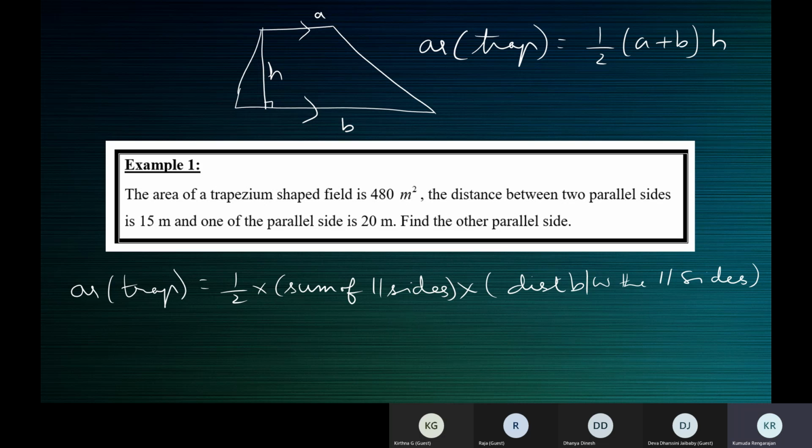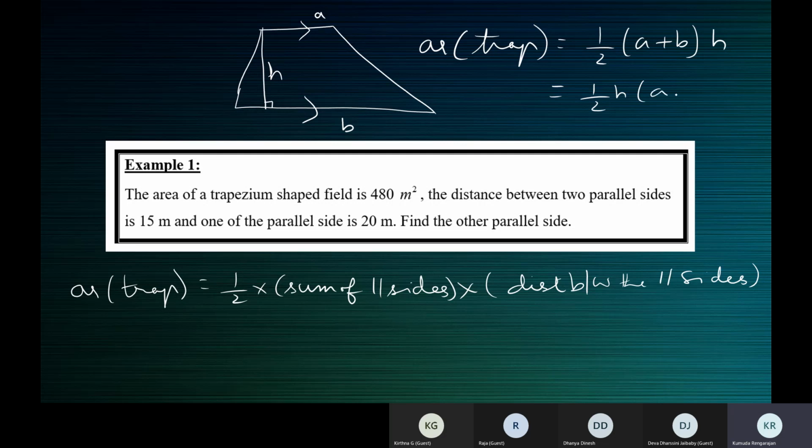Half the sum of the parallel sides into the distance between the parallel sides. The parallel sides are called A and B, and the distance between them is called H. So the area is half into A plus B into H. Sometimes it's also written as half H into A plus B.